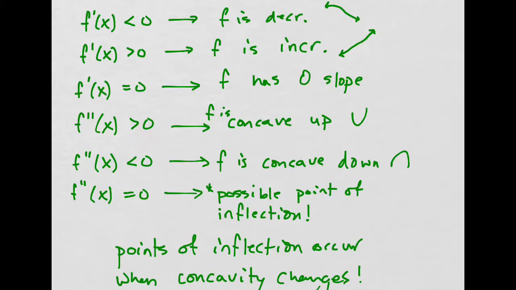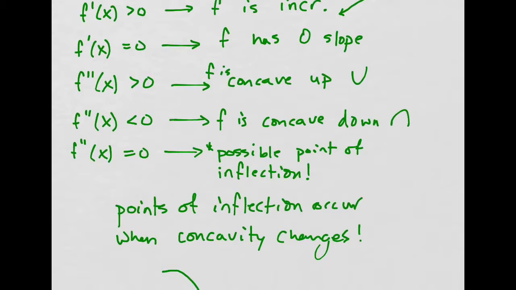If f double prime is positive, then f is concave up. If f double prime is negative, if the second derivative is negative, then f, I can't specify this enough, so if the second derivative is negative, regular f is concave down. If the second derivative is equal to 0, then there's a possible point of inflection. Not always a point of inflection, but possibly a point of inflection.